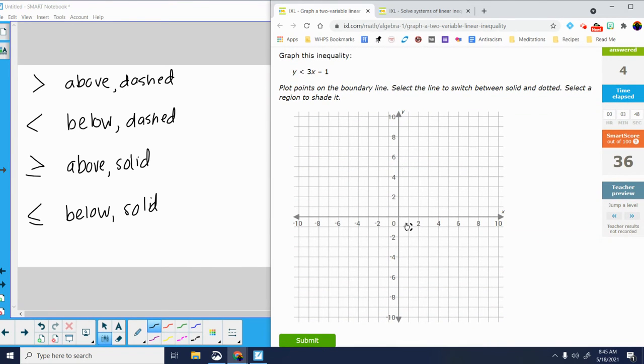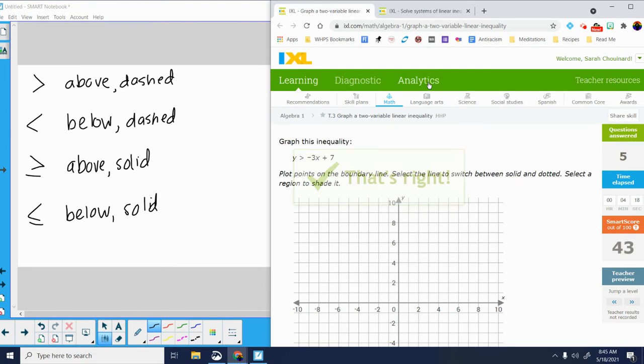So 3x minus 1 has a y-intercept at -1 and a slope of 3. So I'm going to go up 3 and over 1. The symbol is less than, so it should be below the line and dashed. So let's click on it to make it dashed. And below, well, this would be above the line. So below is right here. I try to think like, where would the ground be if it was a picture? So I'd say right about there.